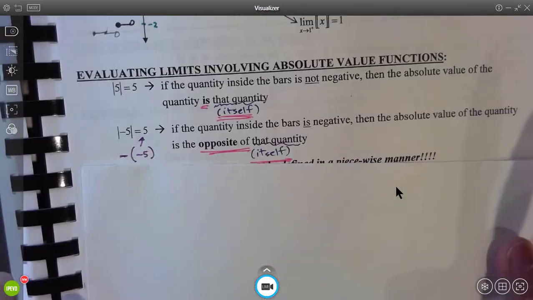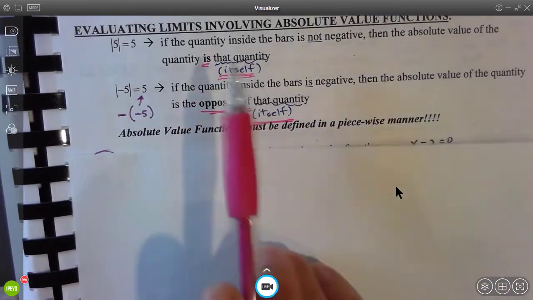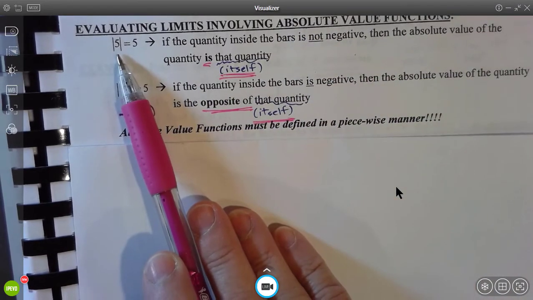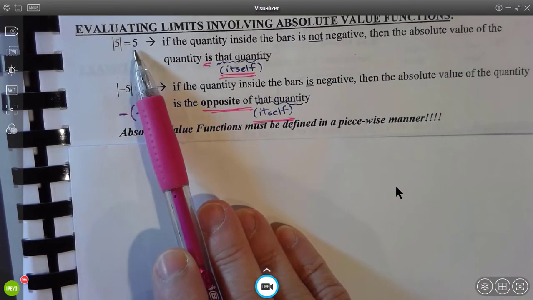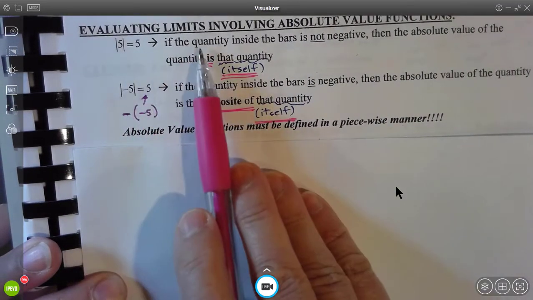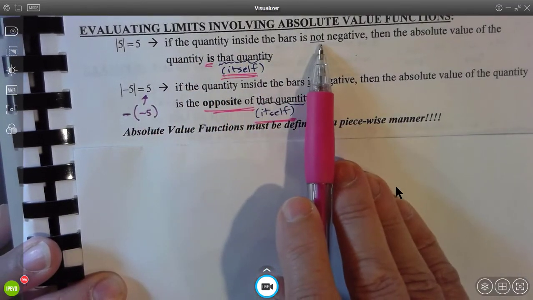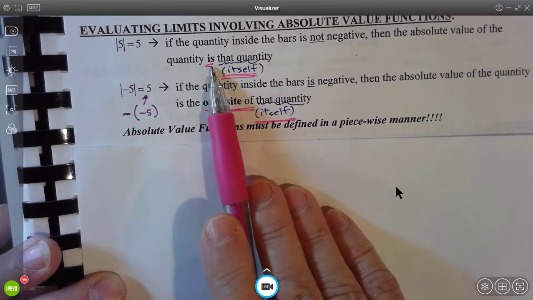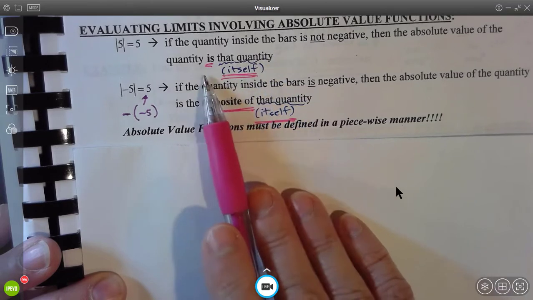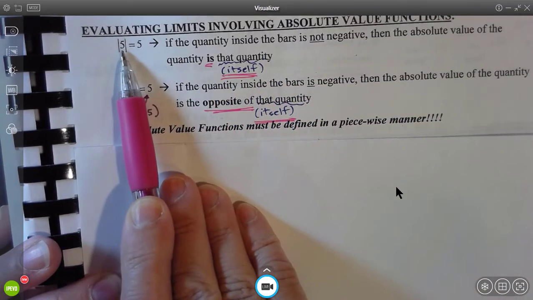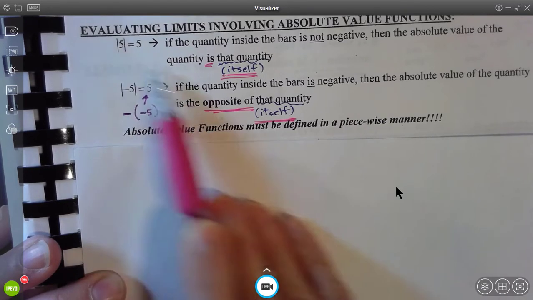Okay. Absolute value, evaluating limits involving absolute value functions. If we say the absolute value of 5 is, we know that that's 5, but we need to think about this in a little bit different way. If the quantity inside the bars is not negative, then the absolute value of that quantity is that quantity, or is itself. So let's think of it this way. If the quantity inside the bars is not negative, then the absolute value of that quantity is itself.